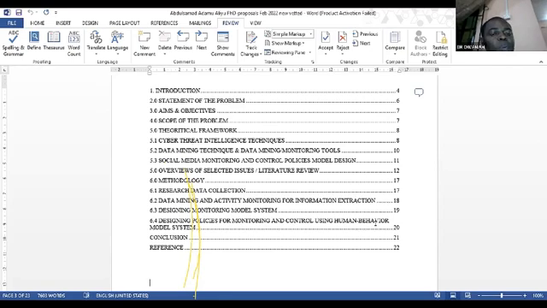Now, your chapter 1 is your introduction. You just put chapter 1, introduction, you don't number it, unlike this young man who has numbered his own 1 point. Your 1.1 becomes background of study. Your 1.2 becomes statement of problem. Your 1.3 becomes aim and objectives. Your 1.4 could be scope of the problem. Your 1.5 could be theoretical framework. All of them fall under chapter 1.